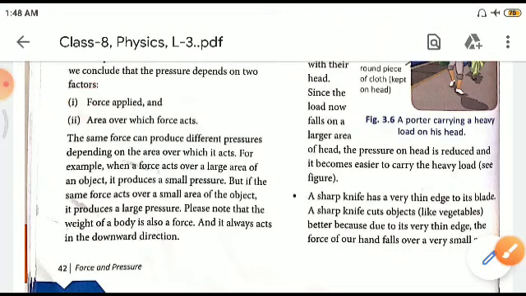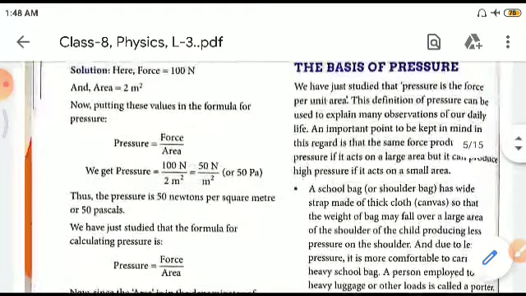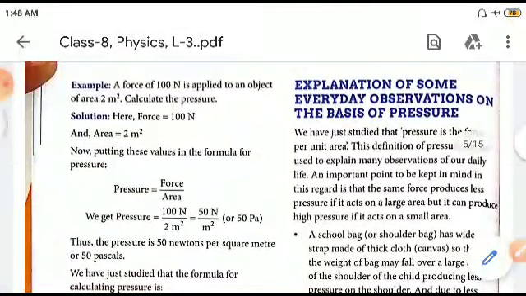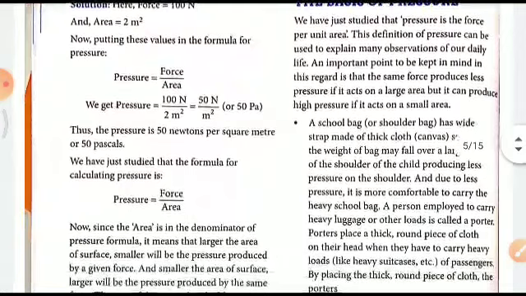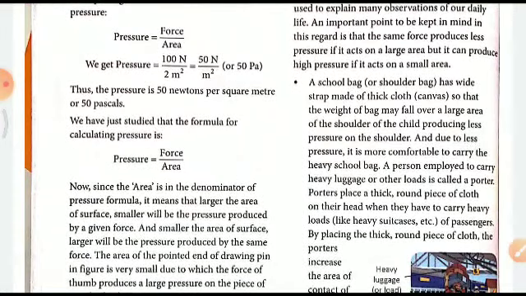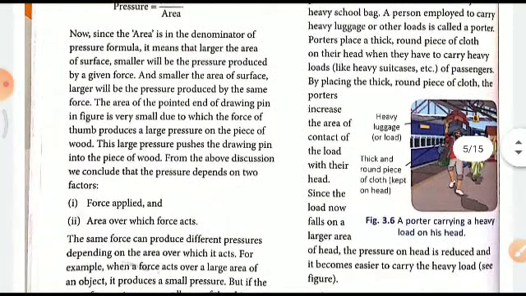An example of that is that the weight of a body is also a force, and it always acts in a downward direction. Now the explanation of some everyday observations on the basis of pressure. A school bag has a wide strap made of thick canvas cloth, so that the weight of the bag falls over a large area of the child's shoulder, producing less pressure on the shoulder. Due to the less pressure, it is more comfortable to carry the bag. We have also seen that in our classes.